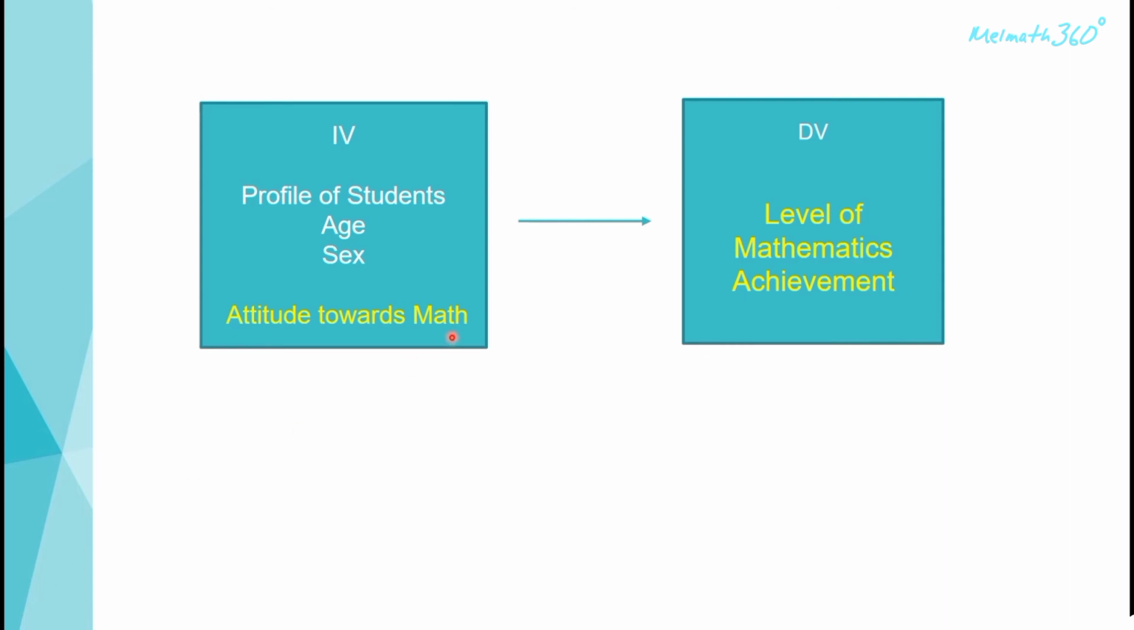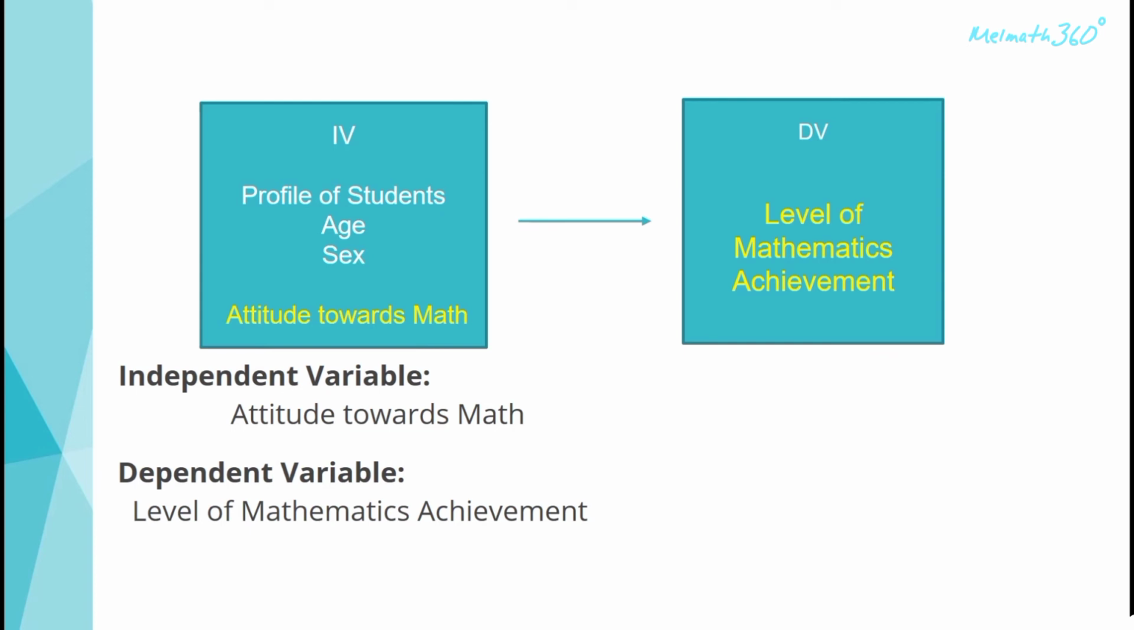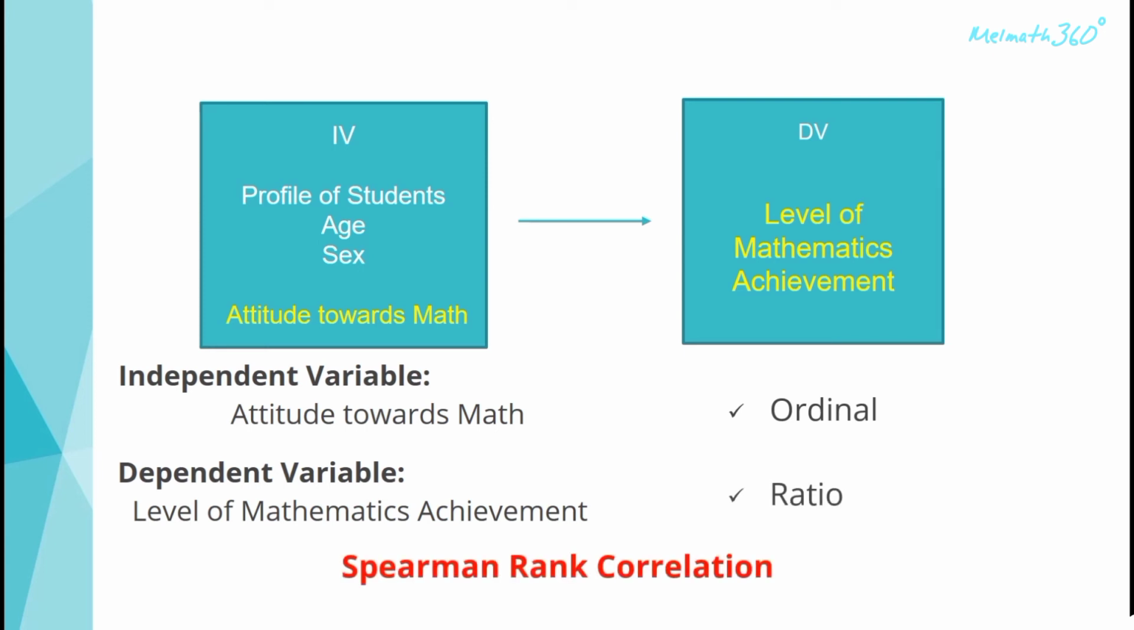We correlate attitude towards math and the level of mathematics achievement. What is the appropriate statistical tool? The independent variable, the attitude towards math, and the dependent variable, level of mathematics achievement. Attitude towards math is ordinal. Bakit siya ordinal? Kasi gumamit tayo ng scale. We can use a Spearman rank correlation provided that the non-parametric assumptions are satisfied by our data.